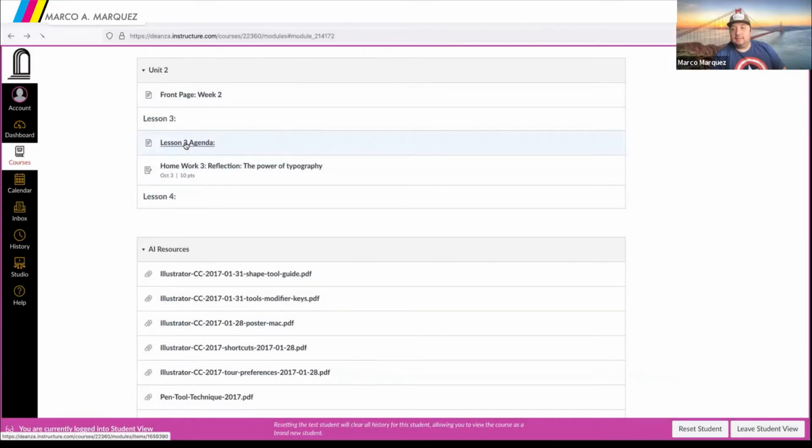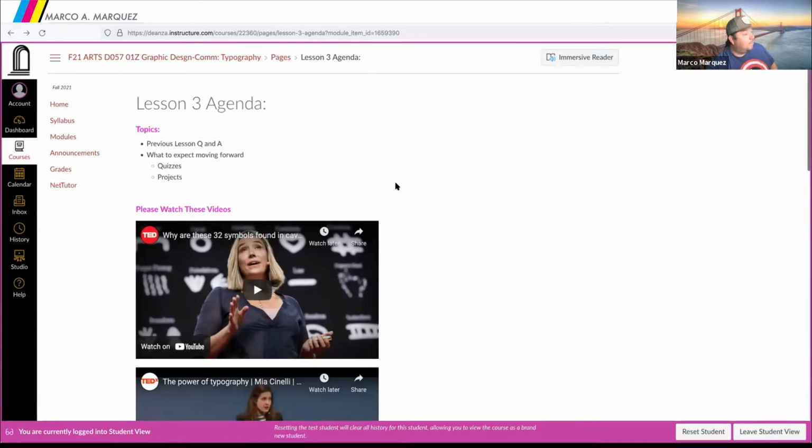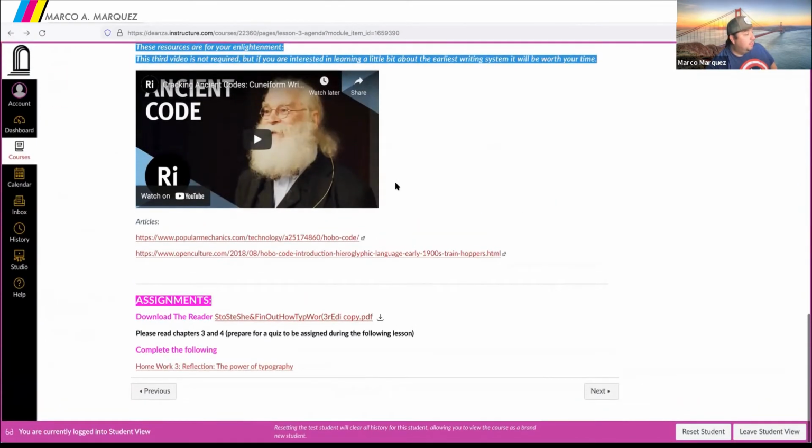But this is lesson 3. Projects. So starting next lesson, we're going to start moving towards thinking about major projects. For now, we're still focusing on the reading, and we're still working with some smaller homework assignments.